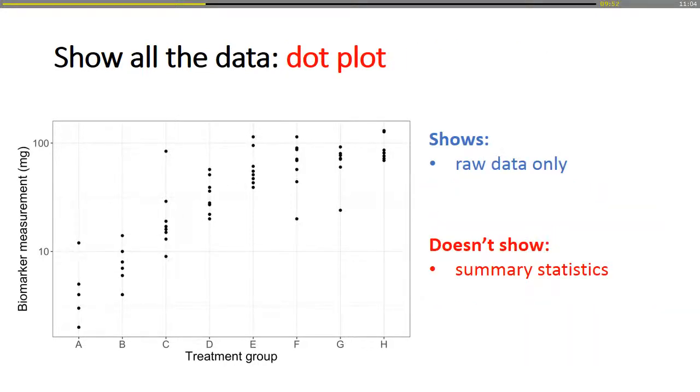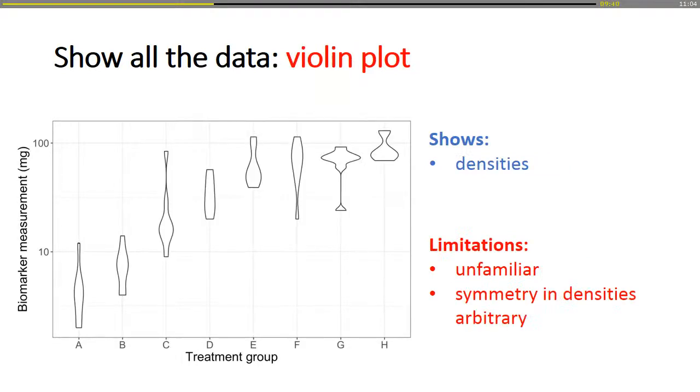If you have a small amount of data, then you may use a dot plot. So in this case, I've just plotted the raw data, but now we've gone to the opposite extreme because we can't see the actual summary statistics. So plots that have recently been used to overcome this are the so-called violin plots. In this case, we're just showing density distributions of the data. So we are showing the full data distribution, but they're slightly unfamiliar to biomedical researchers, and this symmetry in those density plots is quite arbitrary.